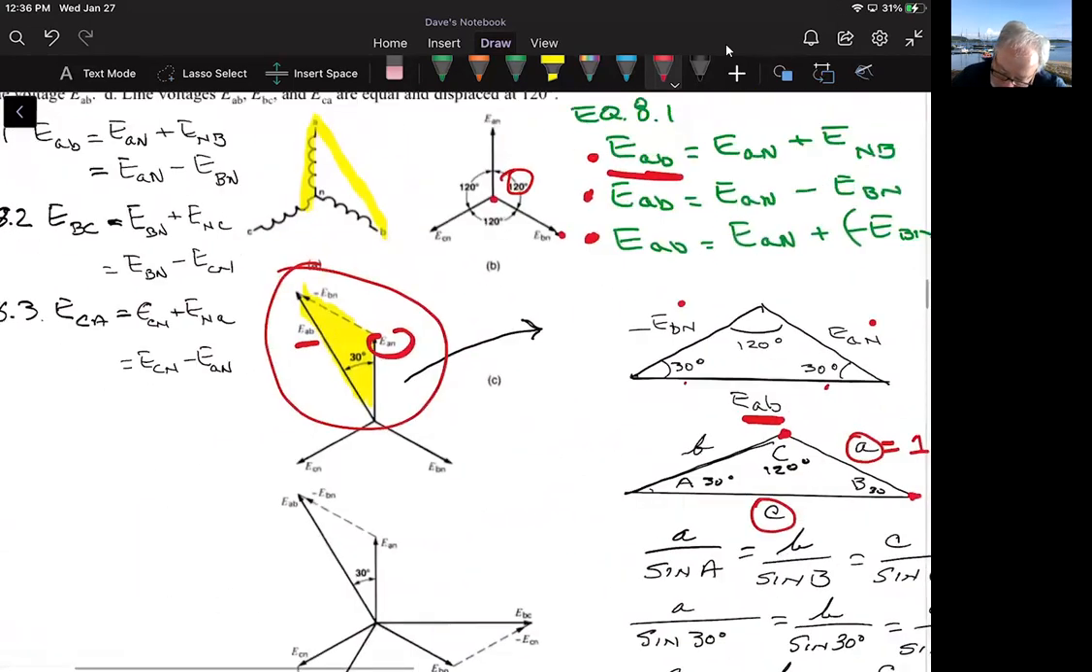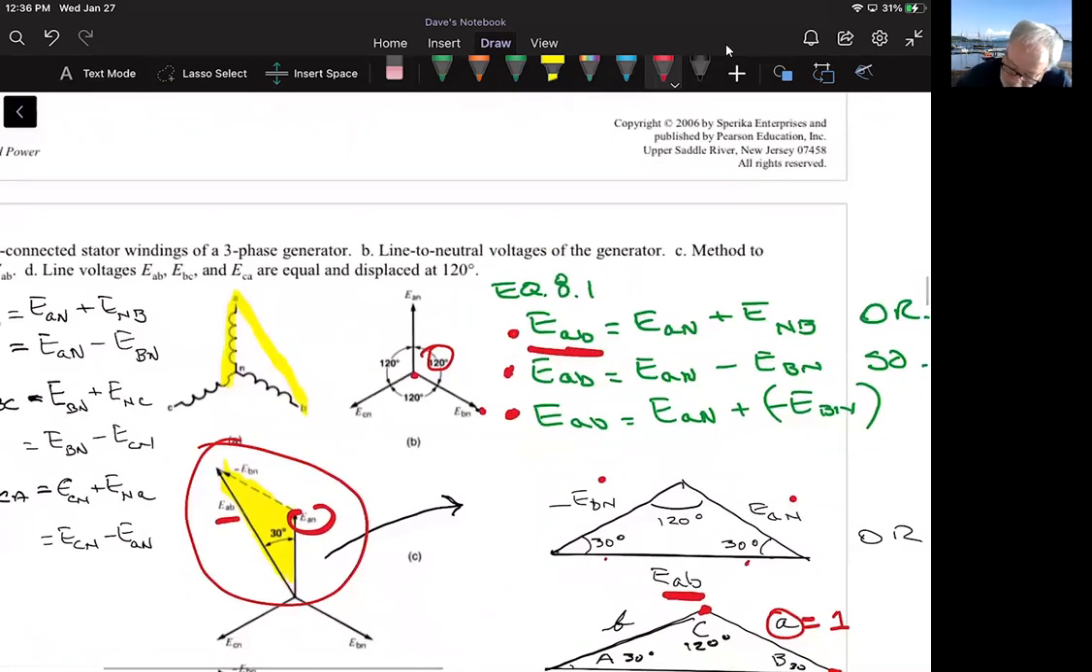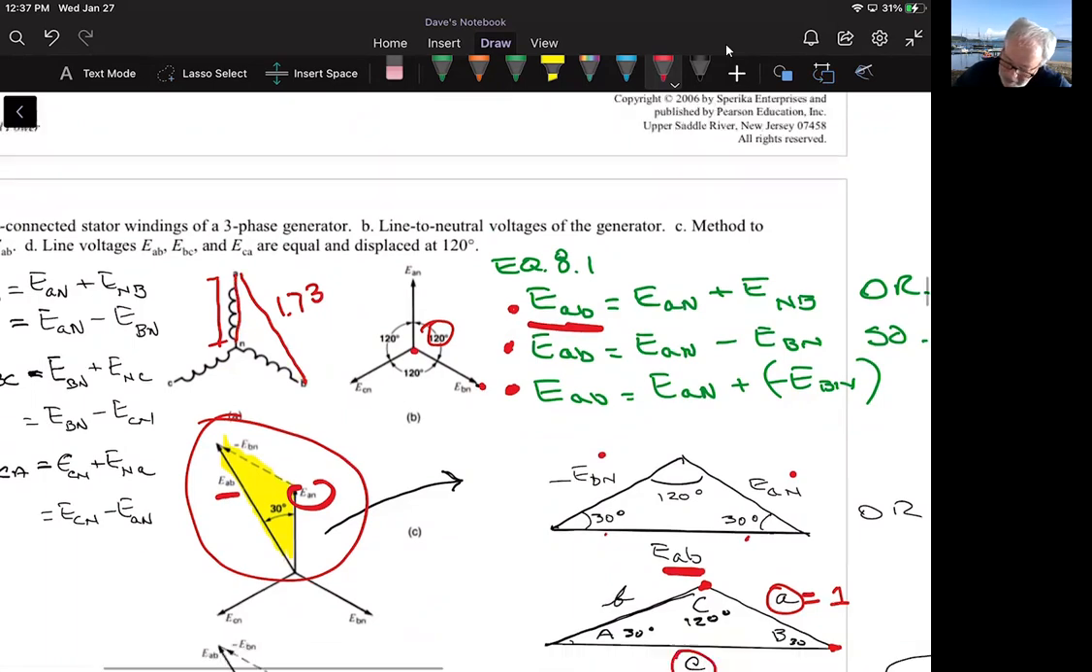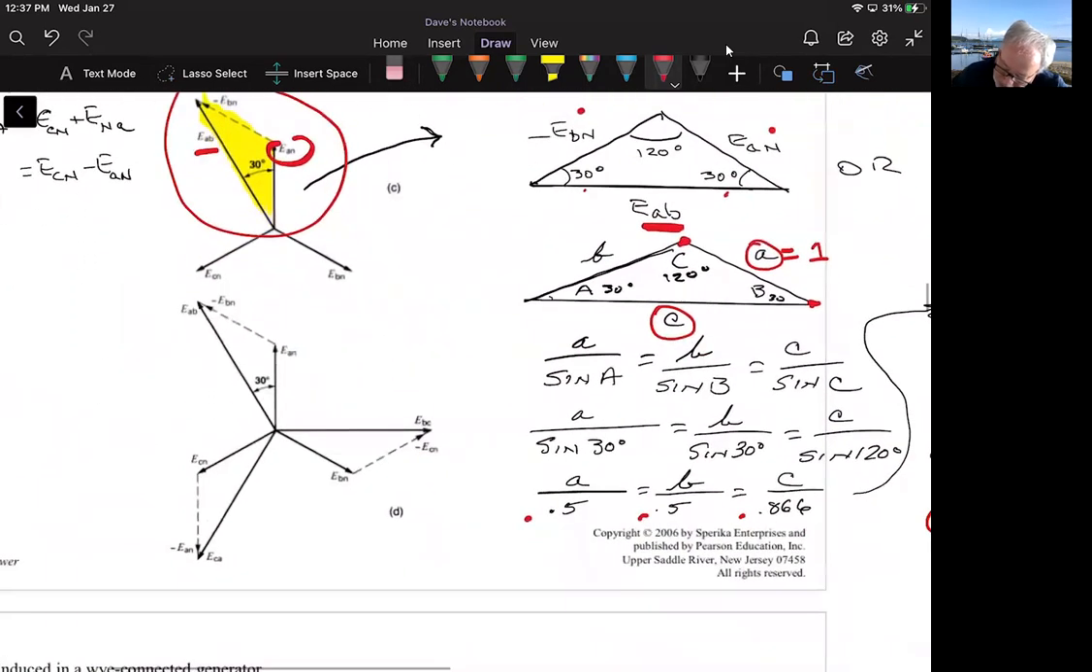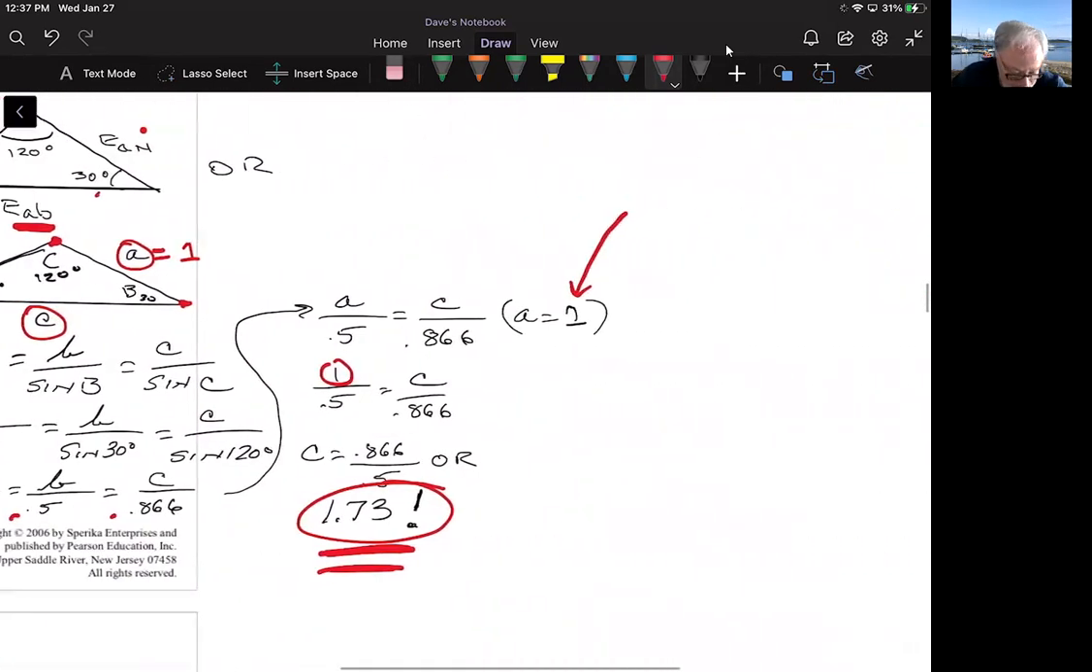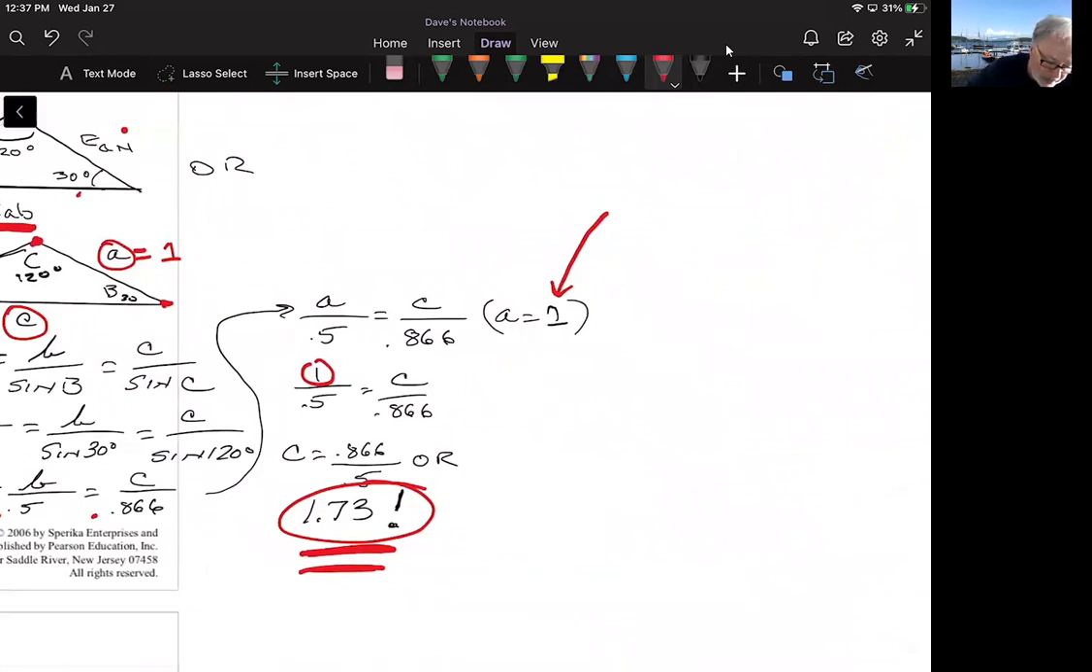All right, let me erase this here. What that says is if I know this value, then I know that this value is going to be 1.73 times more than what this value was. Okay, so that's a very interesting thing to be able to take away from here.